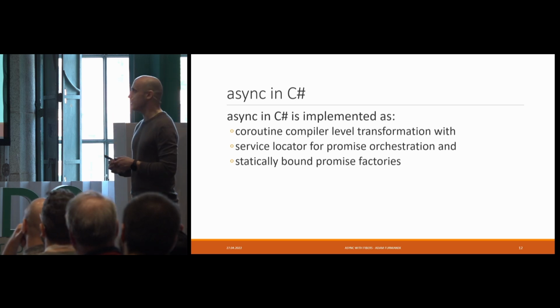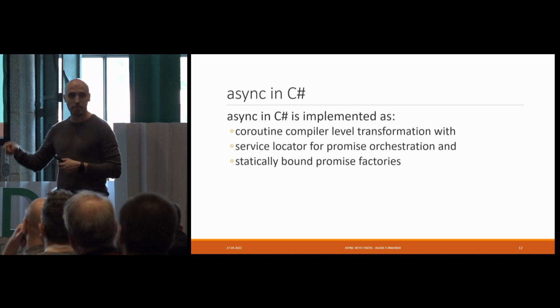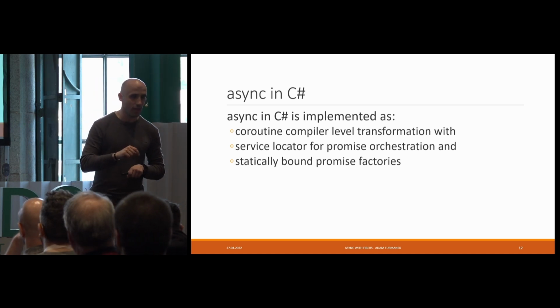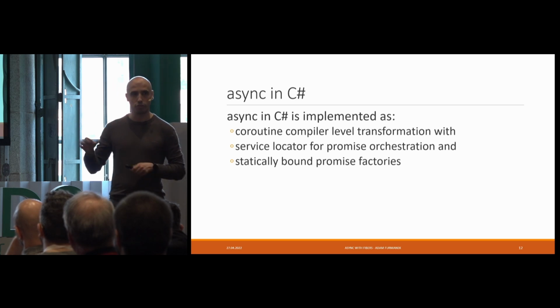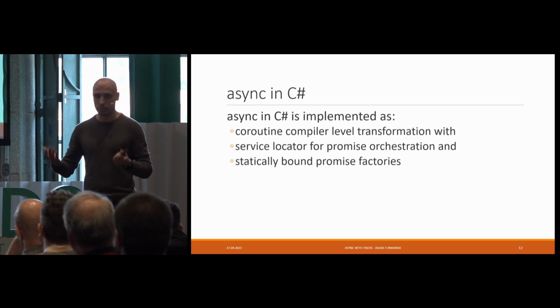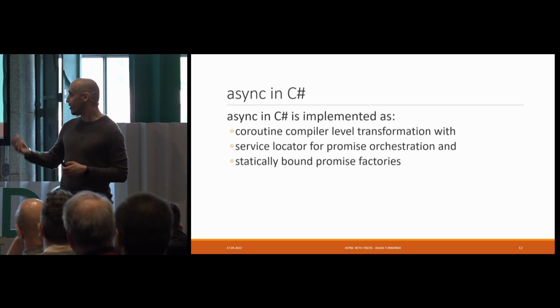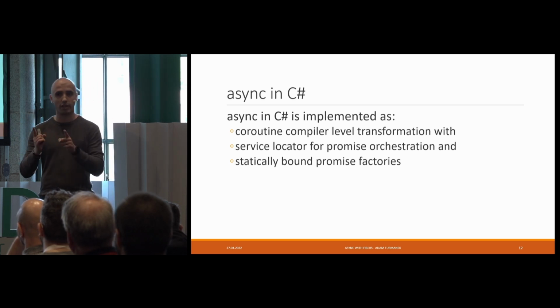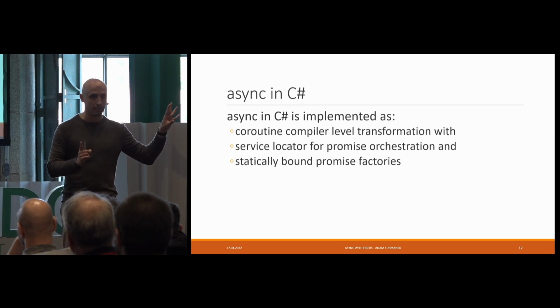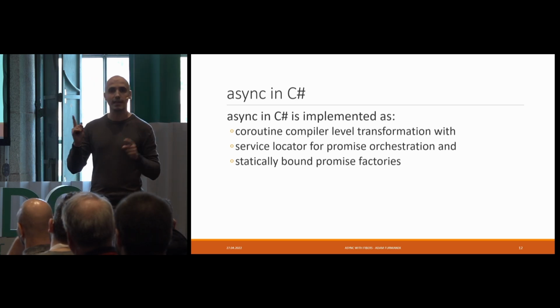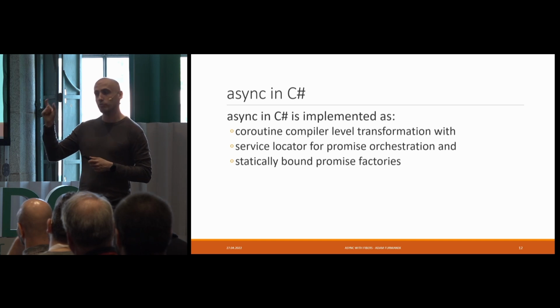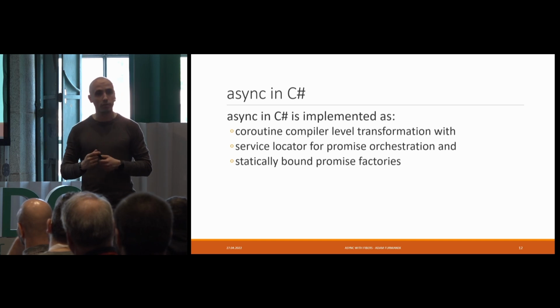And the third part of async in C# is that it has statically bound promise factories. What does it tell us? The task type, which we use in C#, is known in multiple different languages as a promise or a future. Depending on which language you're using, you have different nomenclature, right? But the thing is, it has statically bound promise factories, meaning that you need to have a factory creating this promise for you. And in C#, it's statically bound because you specify the type which is returned from the method. You always need to specify that it's what? It's a task.